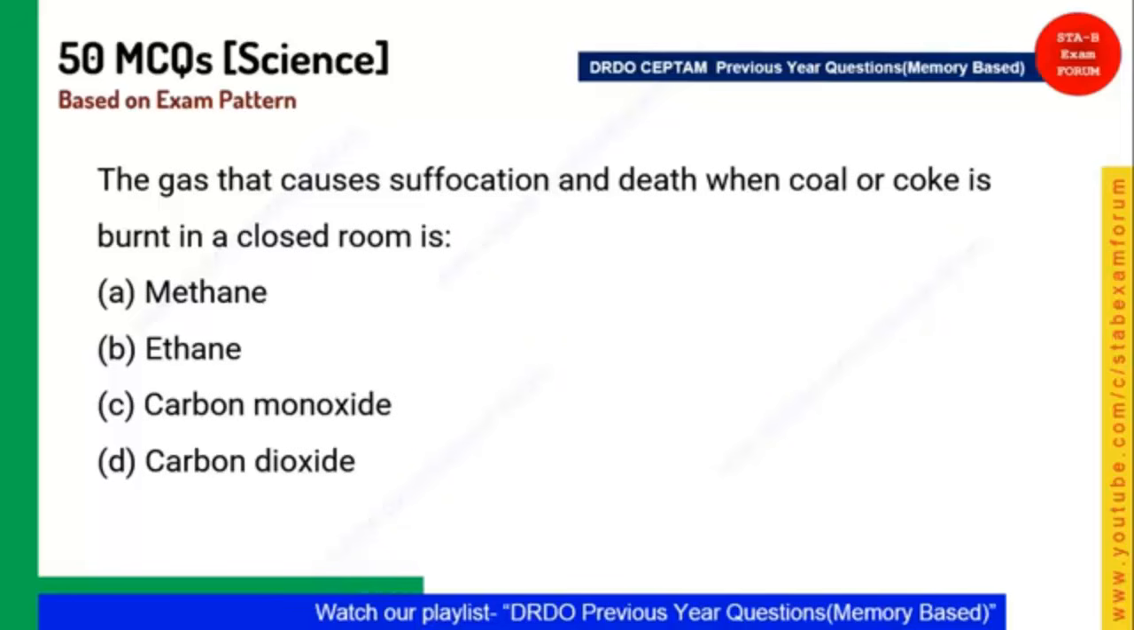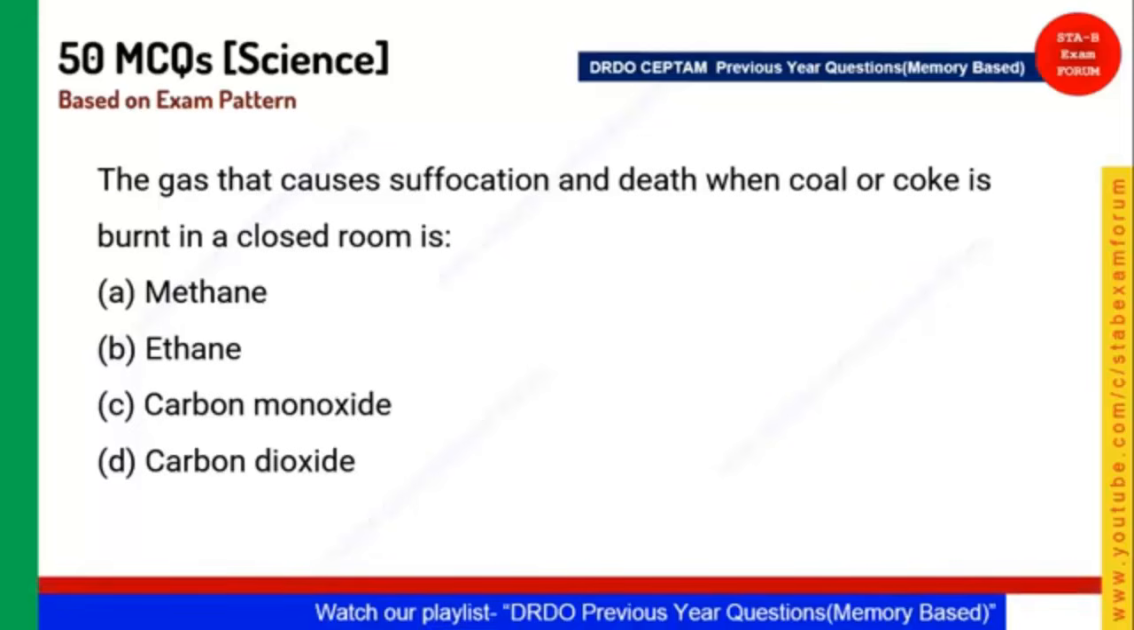The question says: the gas that causes suffocation and death when coke or coal is burnt in a closed room. You have heard that you should not sleep inside a room where coal is burned. Why? Because some gases are released. The answer is carbon monoxide. Carbon monoxide is very harmful for our lungs. Carbon dioxide is also there, but the maximum content will be carbon monoxide. This is partial combustion.